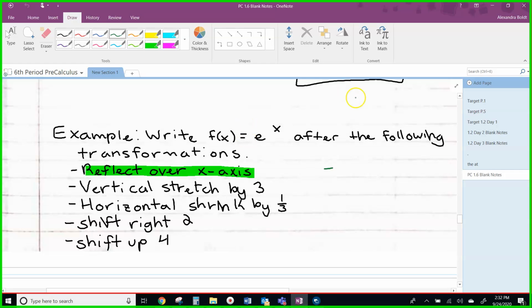The next thing we're doing is vertically stretching by 3. Again, vertical stretch means it's outside of my function. Again, things vertically are outside, and it's exactly what it is. So 3 is just going to stay as a 3.